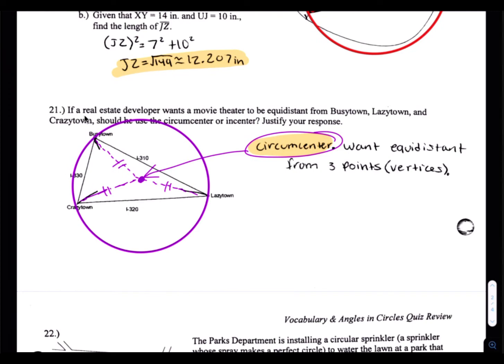Number 21, if a real estate developer wants a movie theater to be equidistant from Busytown, Lazytown, and Crazytown, should he use the circumcenter or the incenter? Well, we need a point that's equidistant from each one of the corners. That means we need a circle that's going to circumscribe or go around the triangle. That means we need the circumcenter. We want the center to be equidistant to each one of the corners, or to each one of the vertices.